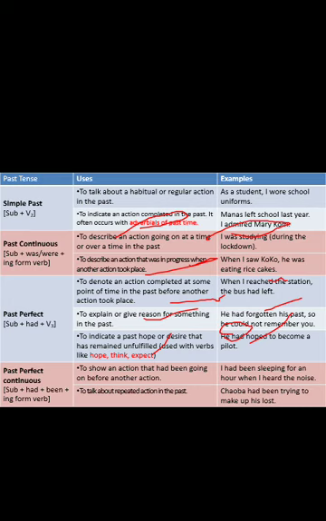Now, let's discuss past perfect continuous. Past perfect continuous is written in the form of subject plus had, and after had we should put been, and the verb is also written in ing form.